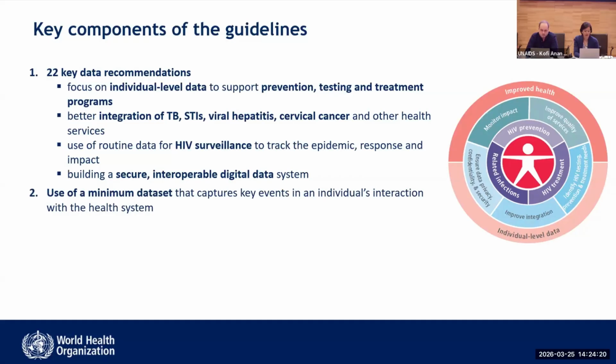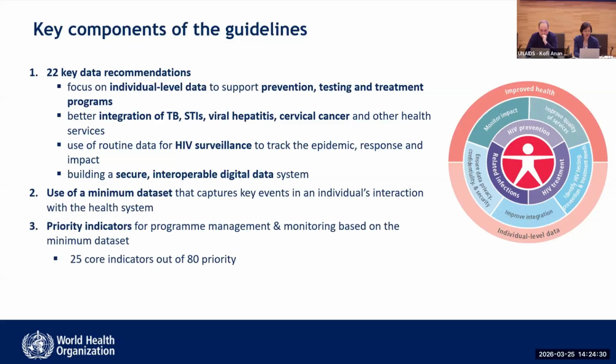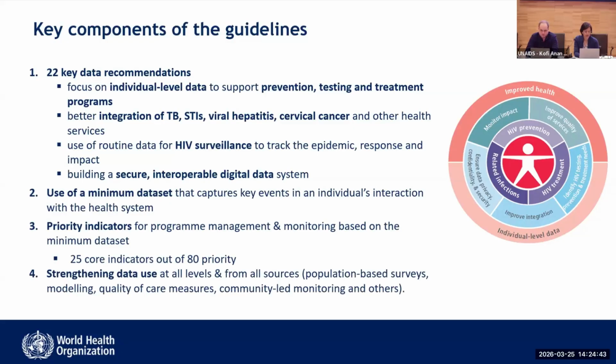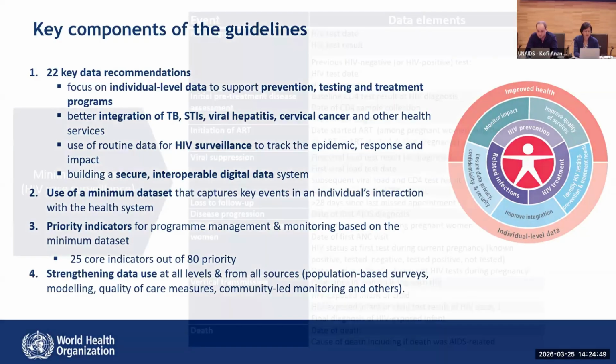One of the underlying principles for the guidelines is the use of a minimum data set that captures key events in an individual's interaction with the health system. And I'll show you some examples to come. We have priority indicators. 25 of these are deemed to be core, and 80 of those are priorities, but are not as essential as the core indicators. And then again, there are specific chapters on strengthening data use from all levels and at all sources, as I've already mentioned.